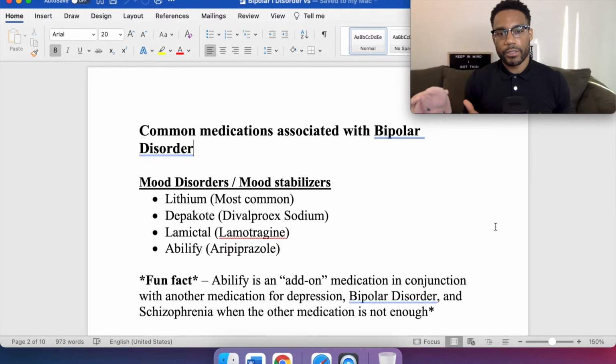And as you see here on your screen, just like in my previous videos where I'm breaking down the differences between these disorders, I also put a list of the common medications associated with these disorders, so that while we're studying the differences between these disorders, we can also get that additional compound studying in of the common medications. So just kind of like a helpful tip.